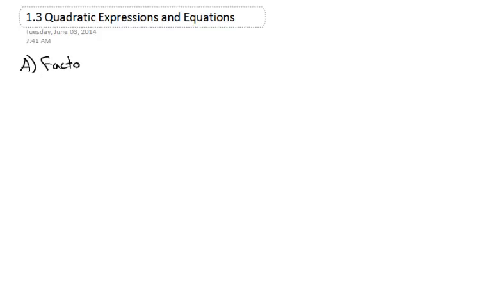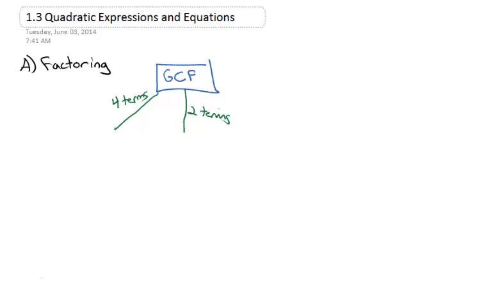Just as a quick review of factoring, the first thing you should always do when factoring any problem is look for the greatest common factor first. And then after we get that greatest common factor out of there, we can look at factoring what's left based on if it has 4 terms, or if it has 2 terms, or if it has 3 terms.